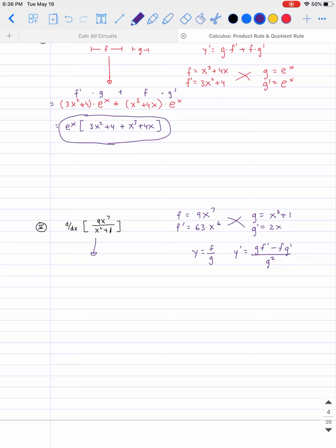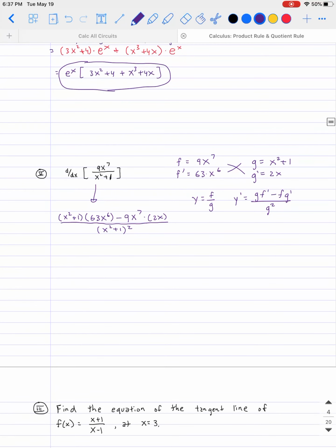So the derivative, according to what we have, is going to be g, which is x squared plus 1, multiplied by the derivative of the top, which is 63x to the 6th, and then minus the numerator's equation, 9x to the 7th, multiplied by the derivative of the bottom, which is 2x, and all that is divided by, in parentheses, x squared plus 1 quantity squared. And again, just like the previous problem, if possible, we're going to factor this because we want to keep everything in factored form for future reference.